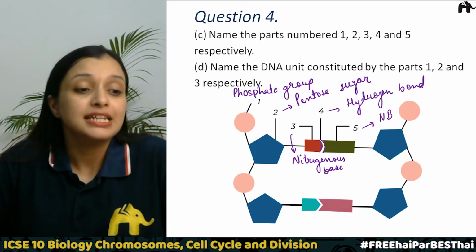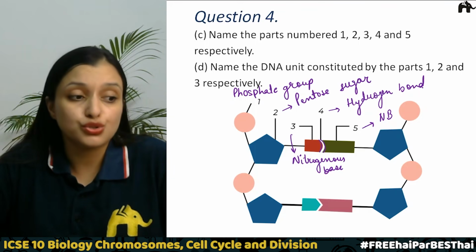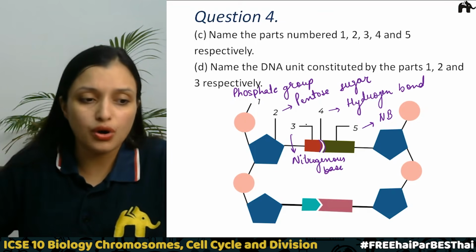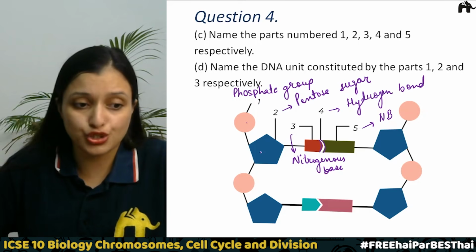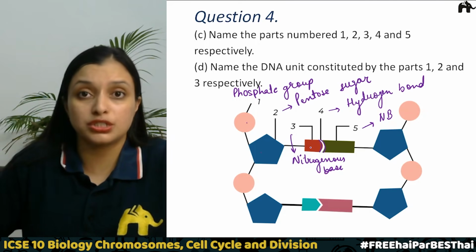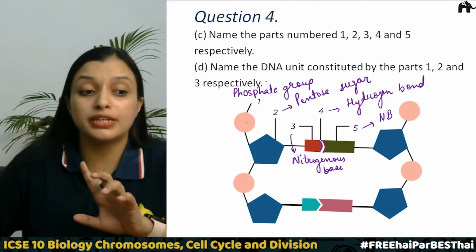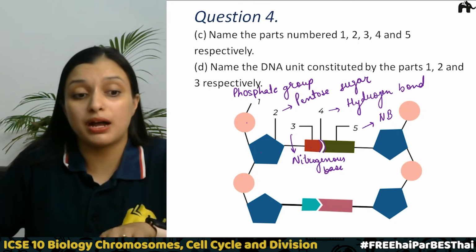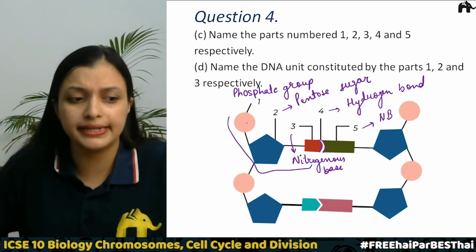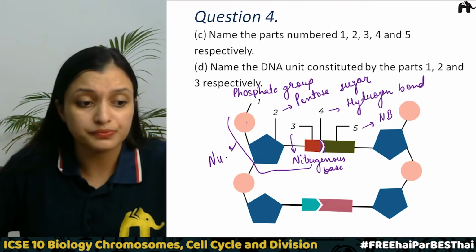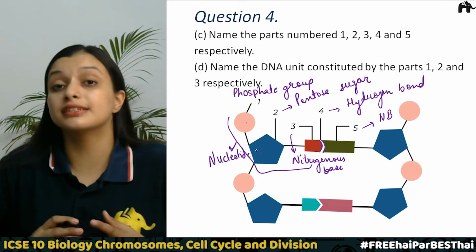Now the D part, name the DNA unit constituted by parts 1, 2 and 3 respectively. If we talk about this phosphate group, this pentose sugar and this nitrogenous base, what is this unit called? What will we call these 3 combined? We will call them a nucleotide, right? It is a nucleotide.